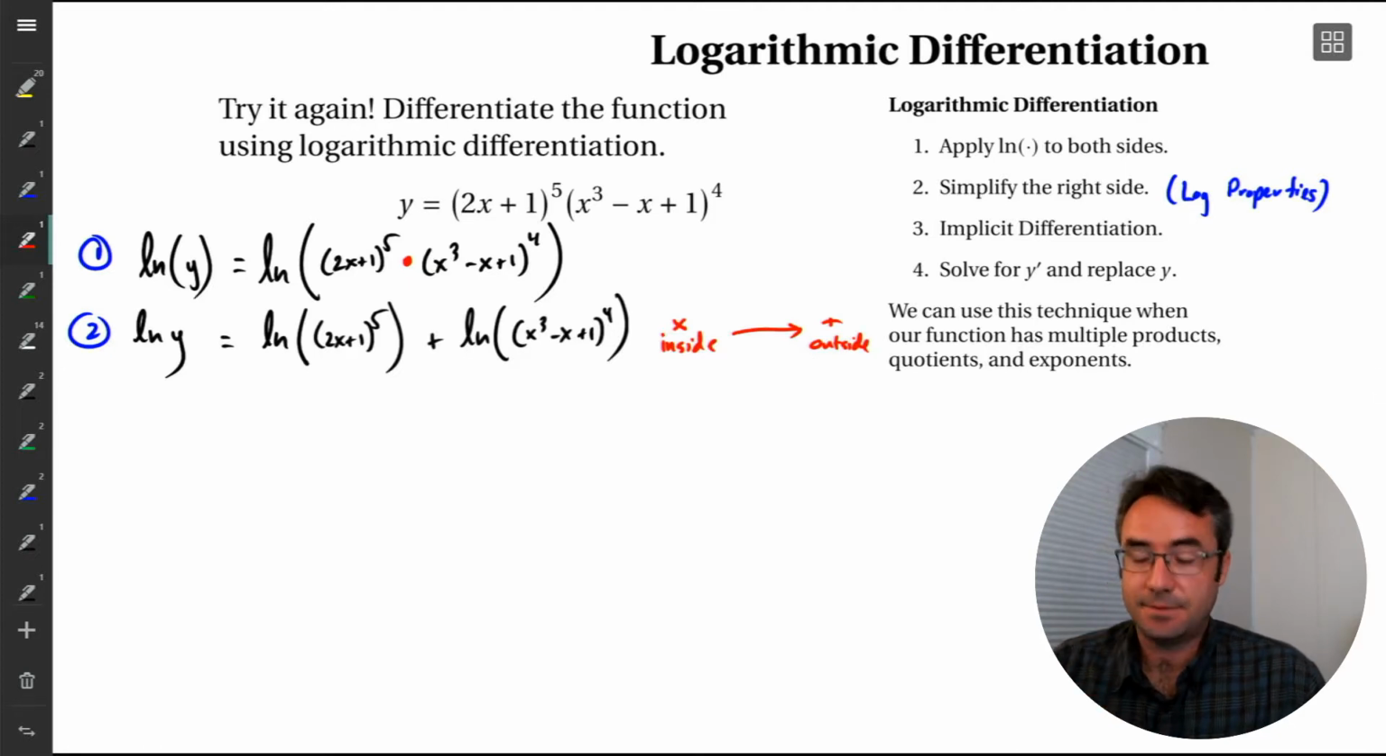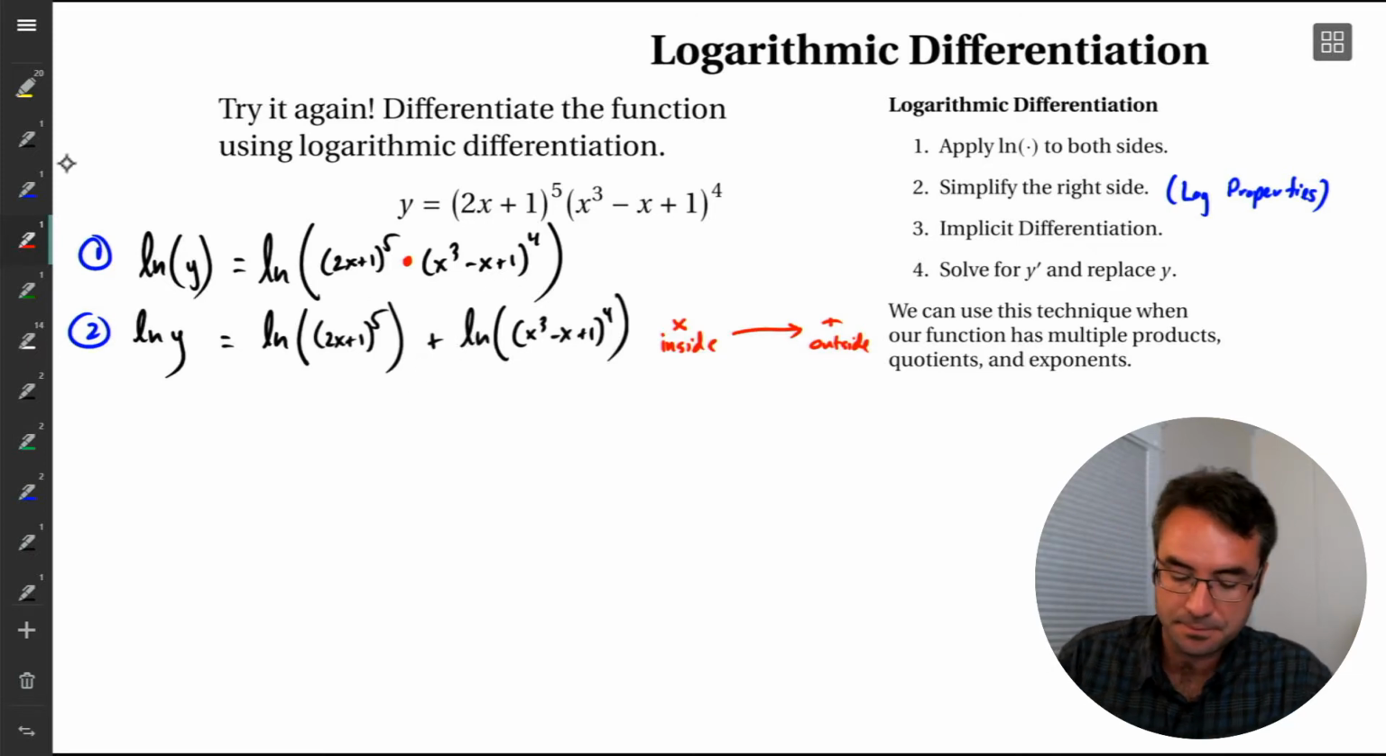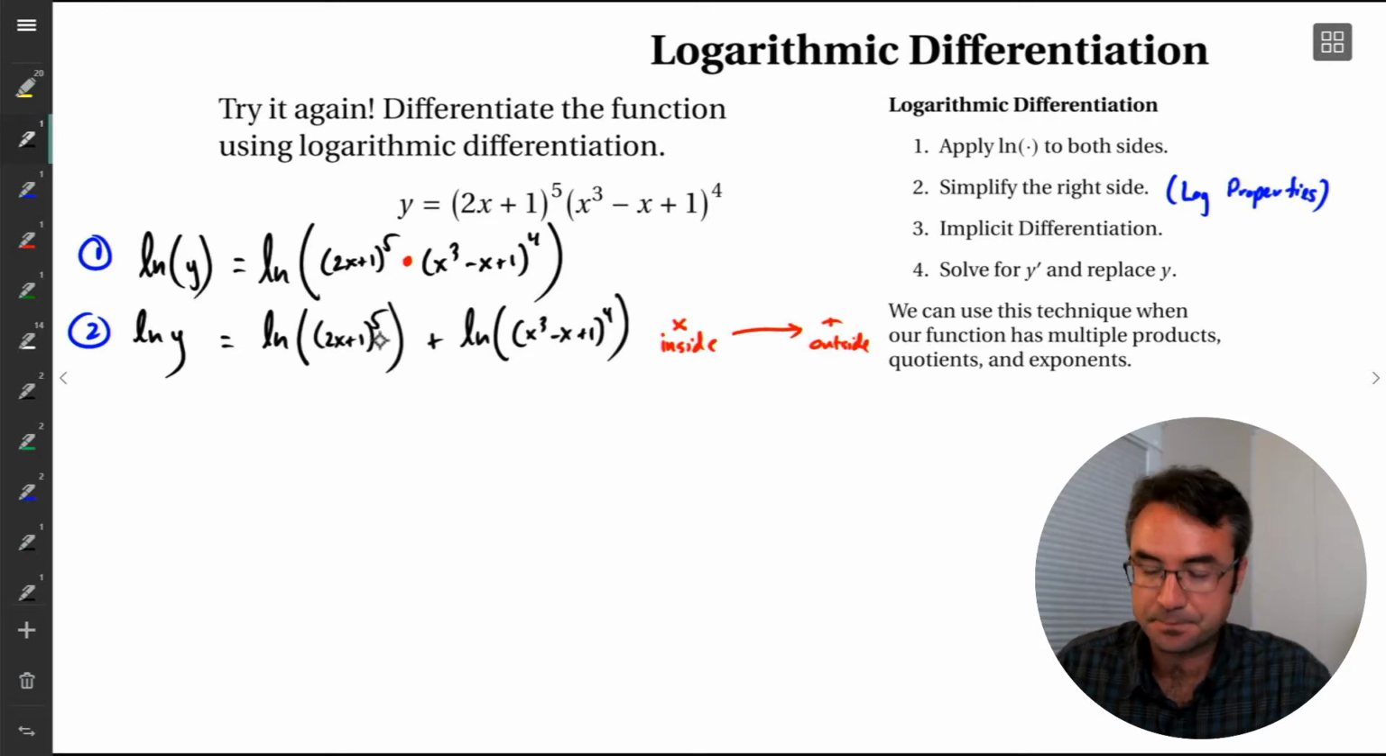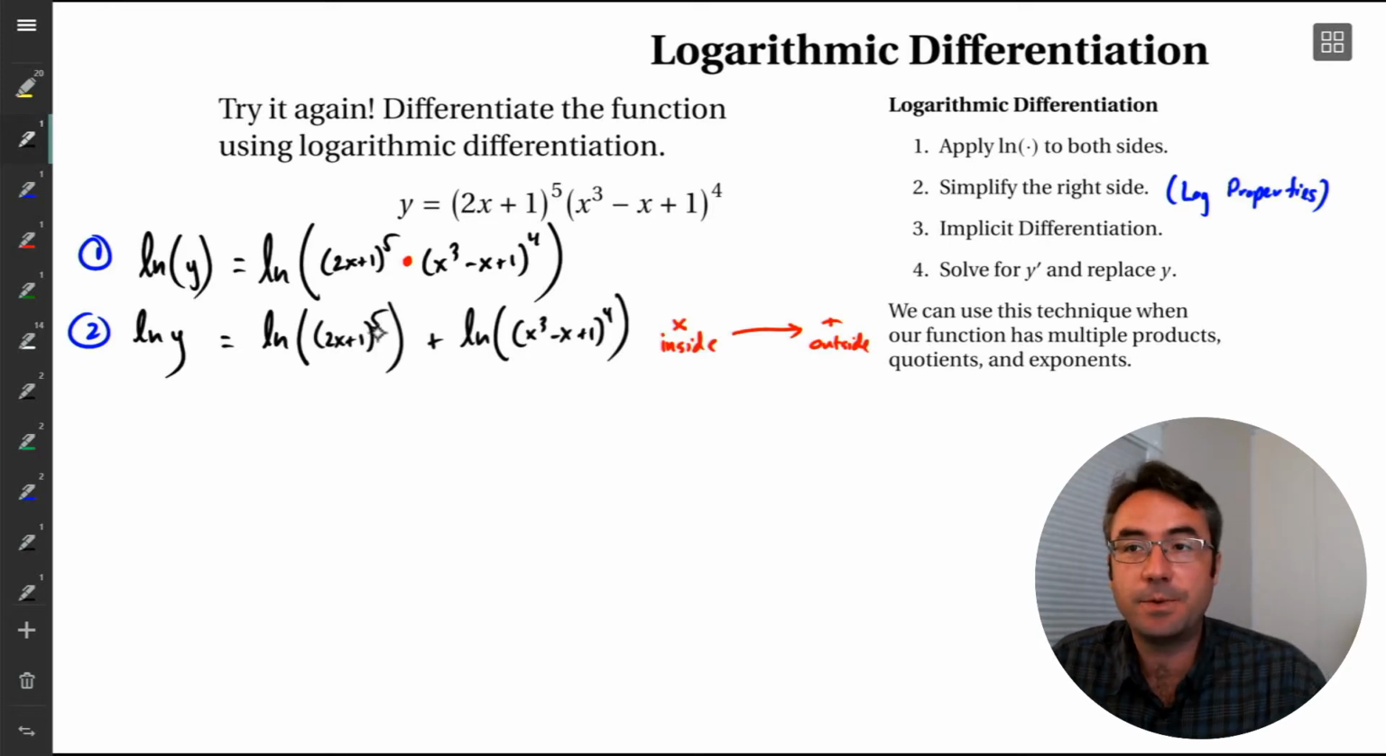All right, so that is going to take care of it, we don't have to do product. If we're going to differentiate this, we no longer have to do product rule. That's kind of nice. Now, we also have these exponents. We have this raised to the power 5 in here, and we have this raised to the power 4.